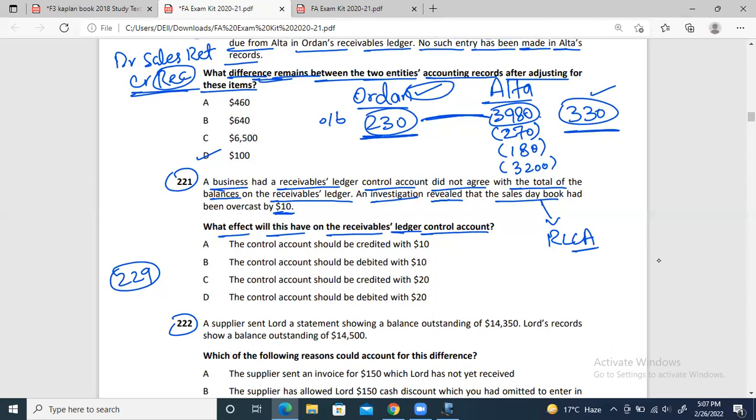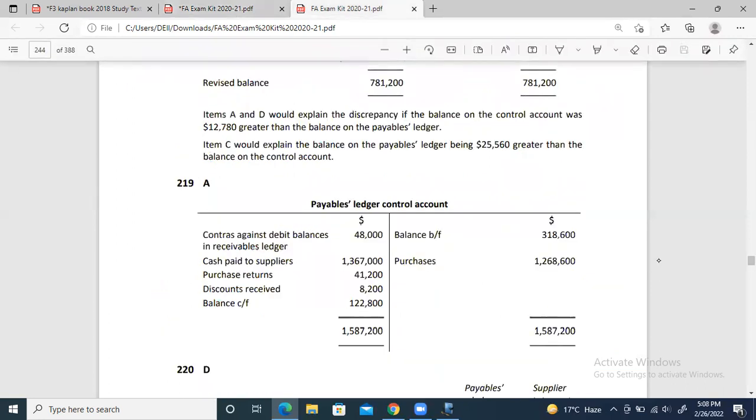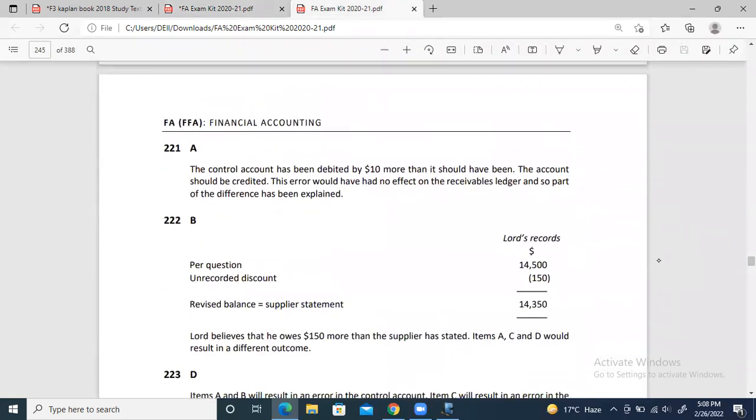So for correcting this, what effect will this have on the receivables ledger control account? The sales day book had been overcast by 10, so we will have to reduce it by 10. For reducing, what do we do? Credit. Exactly, credit receivable by $10. So yes, A option.